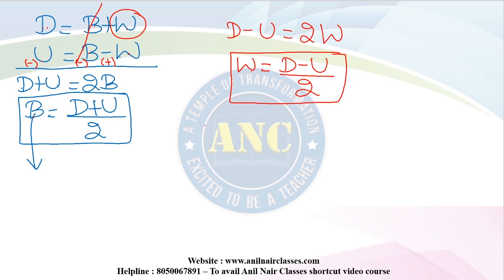So one more important notation is: downstream speed will always be greater than the upstream speed. These are all things which I will definitely use in problem solving. That is the reason I am making sure that all these things are very, very clear for my students at the beginning of the class itself. Now, downstream speed is greater than upstream speed is something we understood.